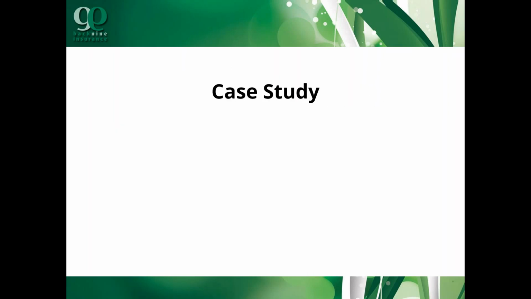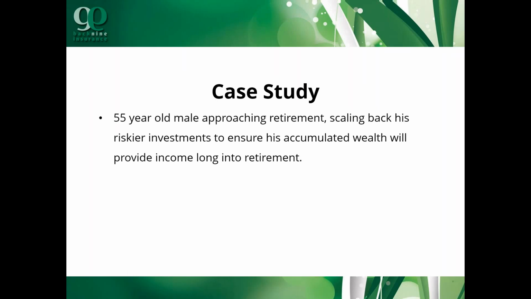So let's go into a case study. We've got a 55-year-old male. He's got a great family, a great job. He's been able to accumulate a good amount of wealth, and he's planned well for retirement. He's been maxing out his qualified accounts. He's been setting savings aside, and he's got different allocations between equities and different sorts of investments.